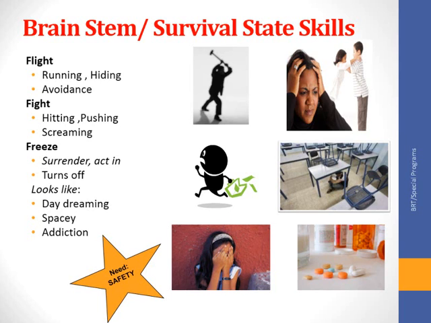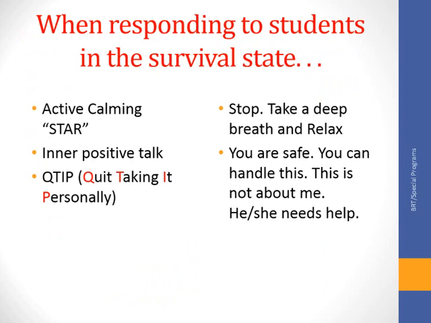Luckily, most of your students will not be in the brainstem, and most of them have a lot more skills with them. But when you do identify a student who is in his brainstem or in a survival state, our first step is to make them feel safe. Two ways to do that are to actively calm yourself first. Remember, be a STAR. Stop, take a deep breath, and relax. And use your positive inner talk to remind yourself that you are safe and you can handle this.